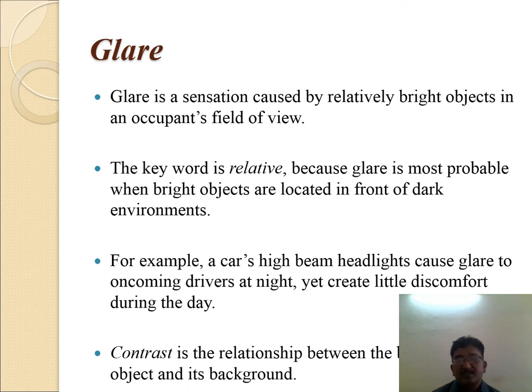Next, the second topic is glare. Glare is a sensation caused by a relatively bright object in an occupant's field of view. The key word is relatively, because glare is more probable where bright objects are located in front of a dark environment. For example, a car's high beam headlights cause glare to oncoming drivers at night. And it can create some discomfort during the daytime too. So it is a contrast in the relationship between the object and its background.